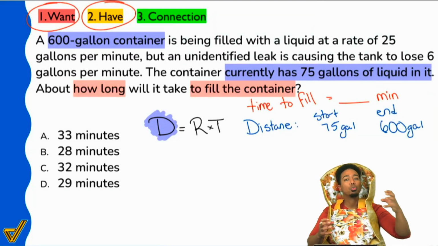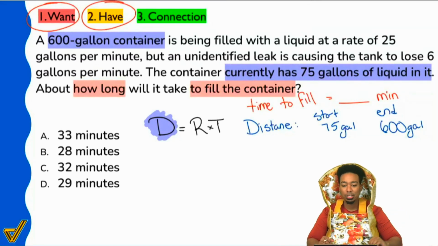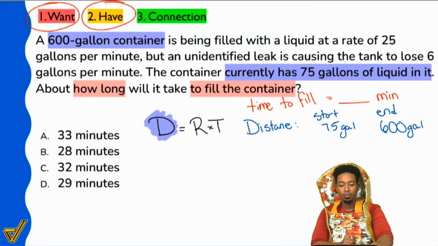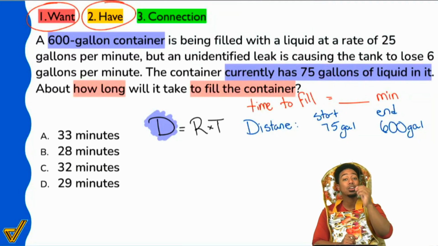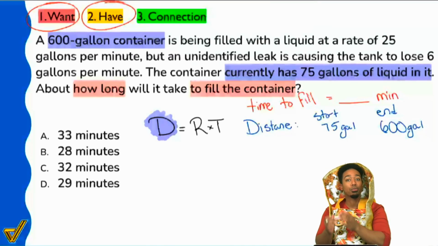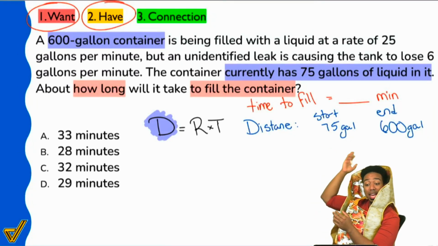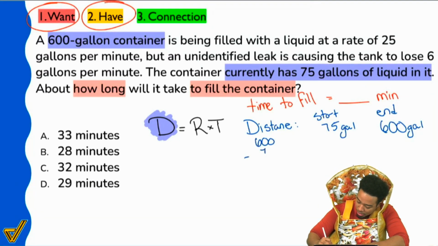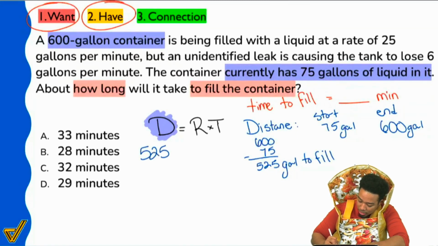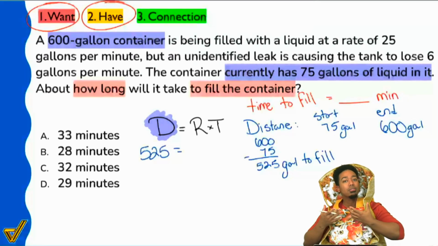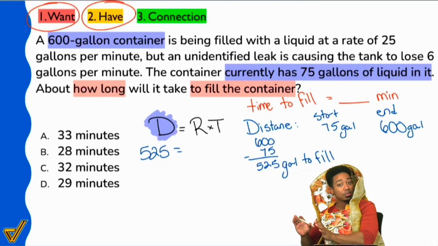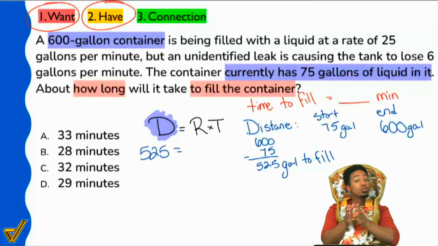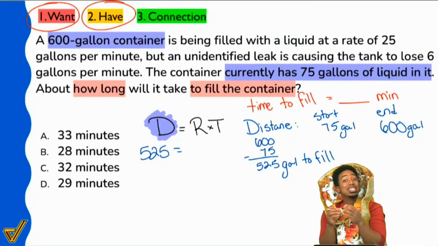How much liquid do we need to fill from where we are to where we need to get to? Yes, to get there, we absolutely need to subtract. Because if we're starting at 75 gallons and we end up at the 600 gallons, if we subtract those two amounts, 600 minus 75, that's going to give us 525 gallons to fill. My party people, does that make sense? 525 gallons is the amount of liquid that we are going to fill. We already have 75 there. We need to get to 600. So if you take the difference, you'll see how much is left to fill.